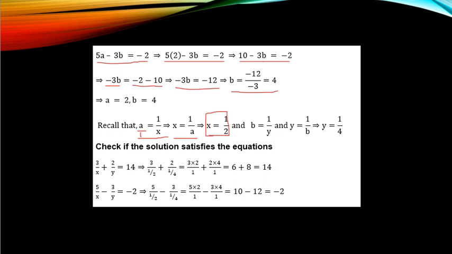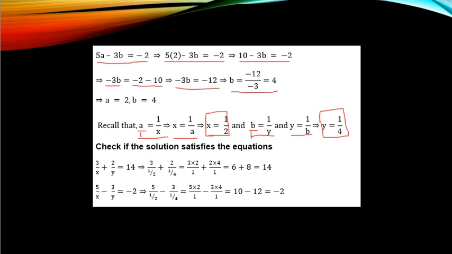Then b is equal to 1 over y. You make b as b over 1 and cross multiply. So you have by equal to 1. Divide both sides by b. y is equal to 1 over b. And what is b? b is 4. So therefore, y is equal to 1 over 4.